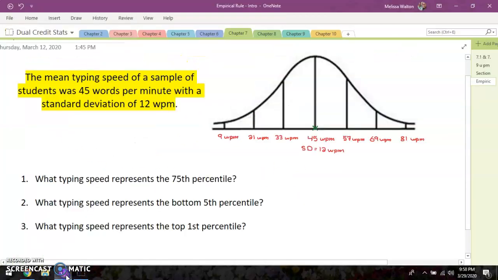So let's go back over to this example. I want to know what typing speed represents the 75th percentile. This would be the 50th percentile, meaning that you type faster than only 50% of the population. And the 75th percentile would be somewhere in here. I already know that the area under this curve is 75%. I want to go backwards. I already have the percentage. I'm going to go backwards, and there is a function in Desmos for that.